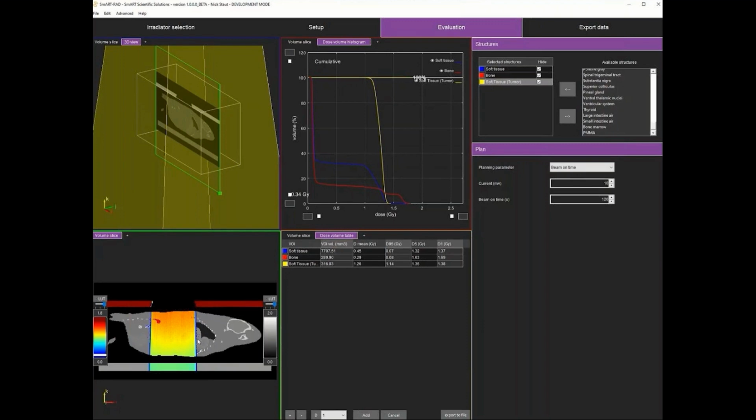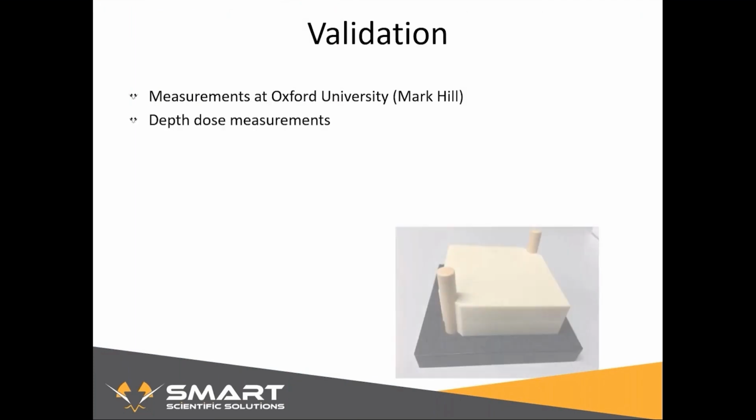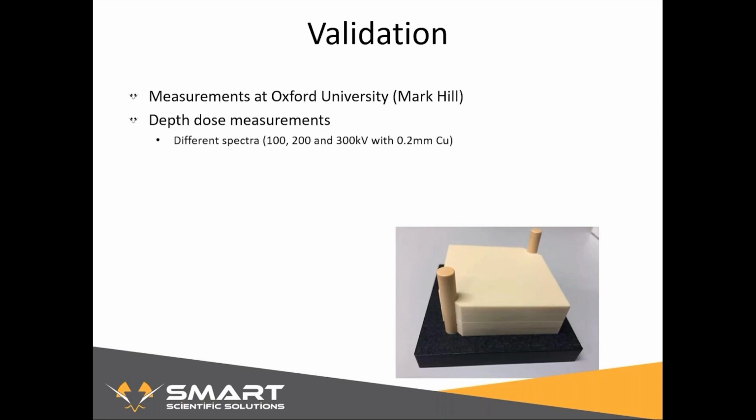That sort of shows what the SmART-RAD is capable of, but it's nice that it can do all that, but it's also important that it is accurate. For this, we collaborated with Mark Hill's team from Oxford University. They did a series of measurements. One of them is depth dose measurements at different spectra. So they did 100 kV, 200, and 300 kV, all with the available filter of 0.2 millimeter copper.